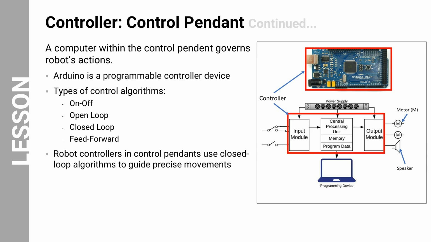like motors and speakers. Control systems can implement various algorithms including on-off, open-loop, closed-loop, and feed-forward control. On-off control manages simple reciprocating motions, open-loop operates without environmental feedback, closed-loop utilizes sensor feedback for task completion, and feed-forward anticipates system responses. Robot control pendants typically use closed-loop control algorithms because they require feedback from sensors such as position encoders, force sensors, etc., to ensure accurate and precise movement of the robot's joints and end effector.